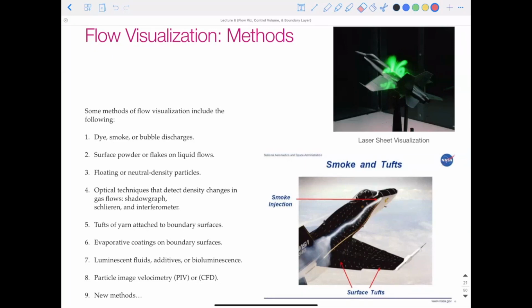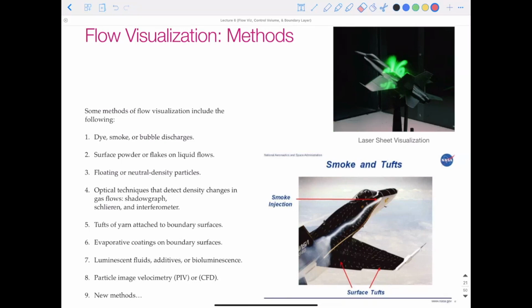There's also a picture here from NASA of using two of the techniques. One of them is using smoke injection to watch a streak line along the side of the fuselage, and then another one is to look at the flow along the surface of the fuselage and the wing, and that's using these little surface tufts, and they will just follow along in the direction of the flow. So they'll act more like streamlines in the flow, whereas the smoke acts like a streak line.